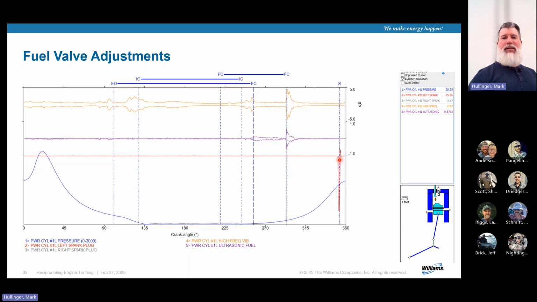Right here, this is at probably maybe 8 degrees before top dead center. 8 degrees before top dead center is the same as saying 352 degrees. So it fires before top dead center. Why do we fire before top dead center? Well, mainly because we can. But what if we fired too early before top dead center?